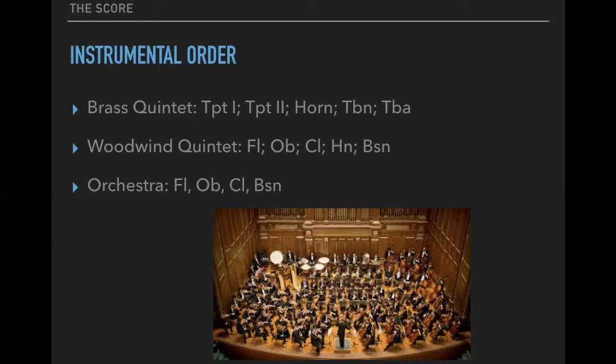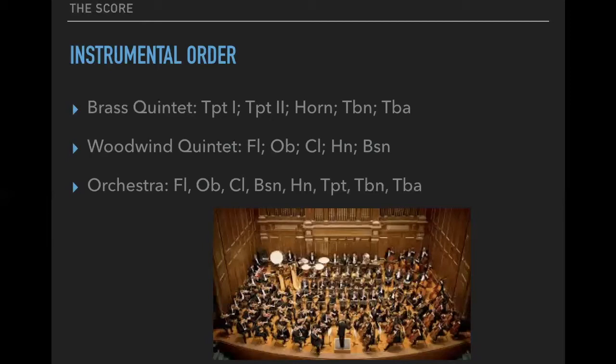Okay, so if you thought that the orchestra layout starts with the woodwinds, you are correct. Well done. Okay, so again, going from high to low: flute, oboe, clarinet, bassoon. So essentially that's the same order as the woodwind quintet, subtracting the horn.